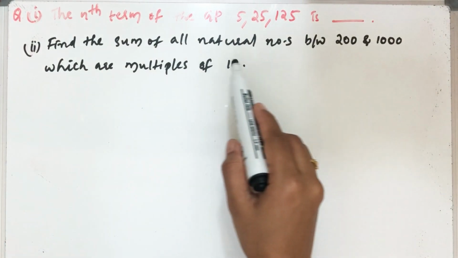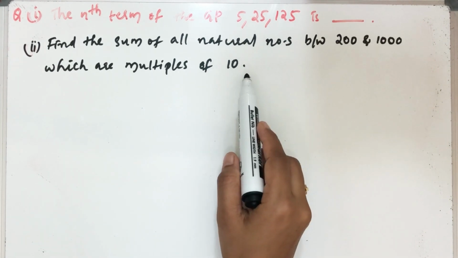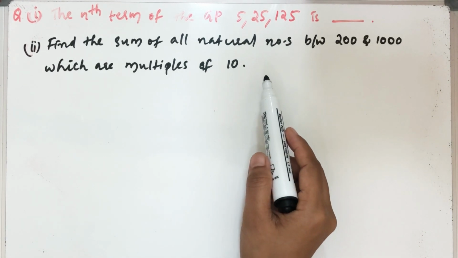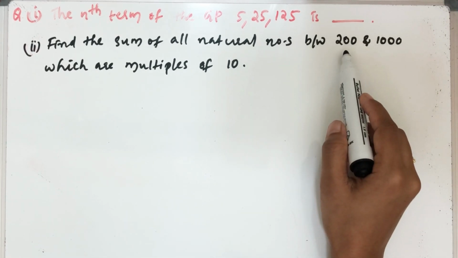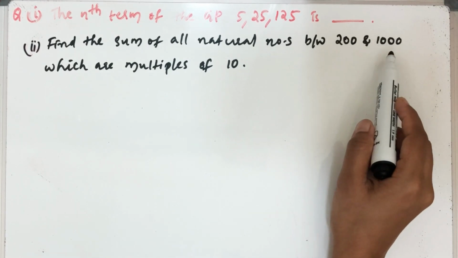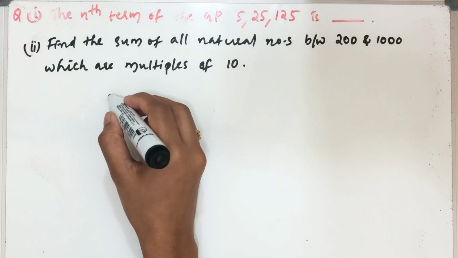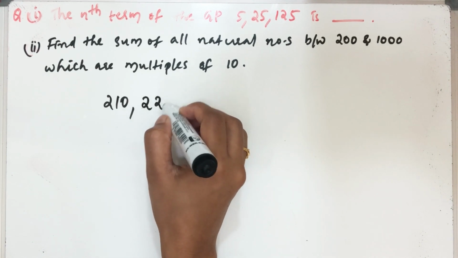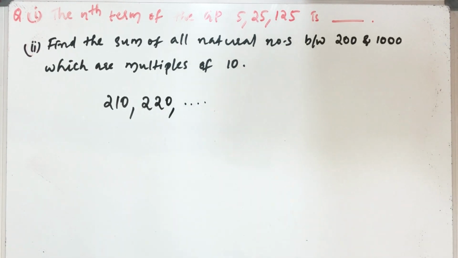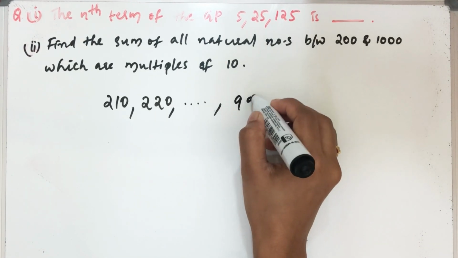Next question, find the sum of all natural numbers between 200 and 1000 which are multiples of 10. This is a question from arithmetic progression. We can see the numbers between 200 and 1000 that are multiples of 10. 200 and 1000 not included. So the first term is 210, next 220, etc. Like that, the last term we can say 1000 minus 10, that is 990.